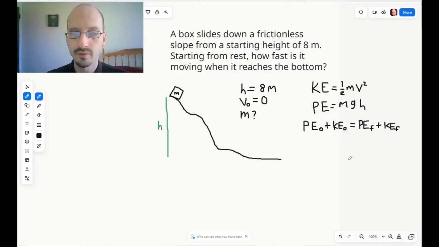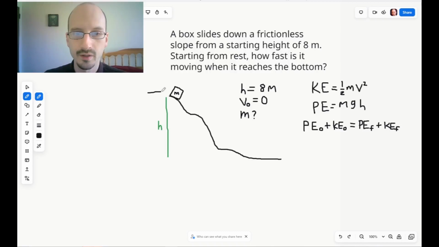Okay, now that we've written down this equation, the conservation equation, it's time to start putting in expressions. We've got expressions for potential and kinetic energy here. So below this, we will now put those in. What's the initial potential energy? Well, we don't know a lot of numbers. We know some numbers, but let's not put in the numbers yet. Let's just put in the expressions with variables.